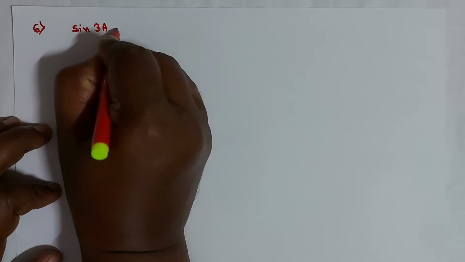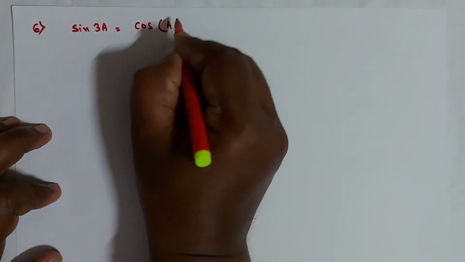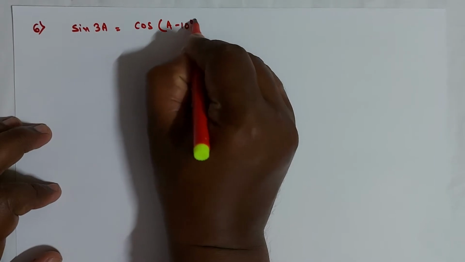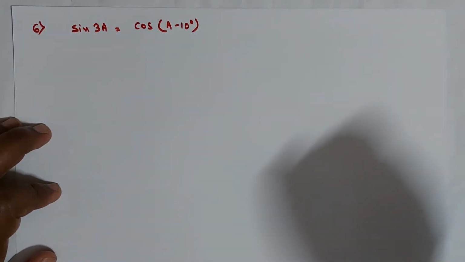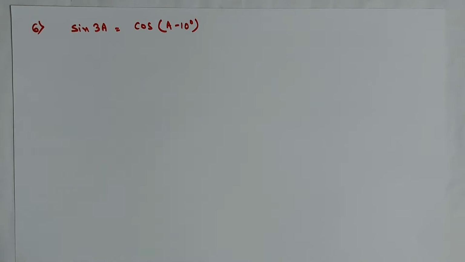In question number 6, if sin 3A equals cos(A minus 10 degrees), where 3A is an acute angle, find the value of angle A. Let's see how we can solve this.